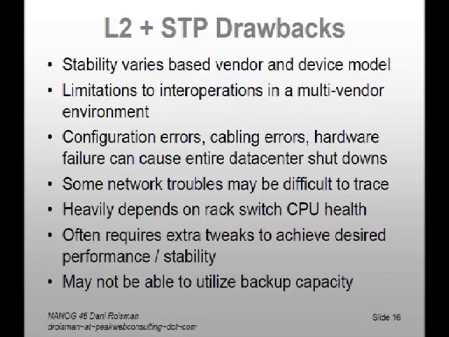Oftentimes, if you want better failover performance, you want better stability, you may need to actually do additional tweaks, maybe adjusting timers. Some vendors have extra add-ons, like I said, uplink fast, backbone fast, root guard, path guard. You also are going to want to designate edge ports versus point-to-point links. And in the typical spanning tree environment where you're blocking all traffic on a single link, you may not be able to use that backup link.